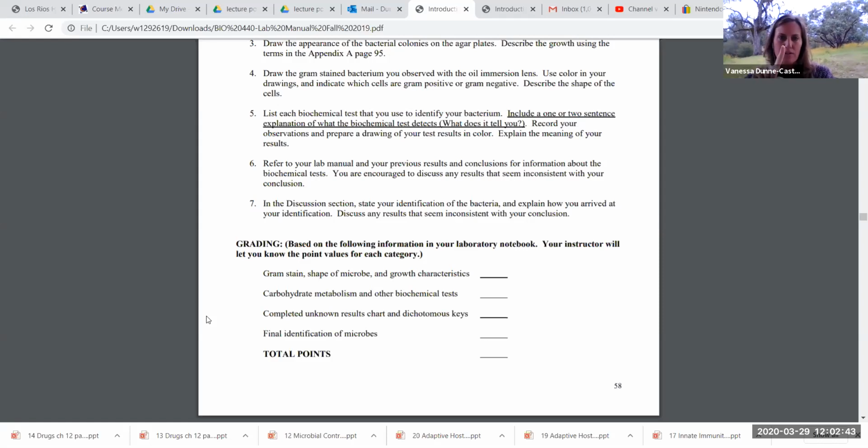Number one, in your discussion, you're just going to walk me through your dichotomous key, describing what we call your process of deduction. How did you deduce your identification of your organism just following the key? So it's just a way for you to summarize exactly what you just did with your lab exercise.